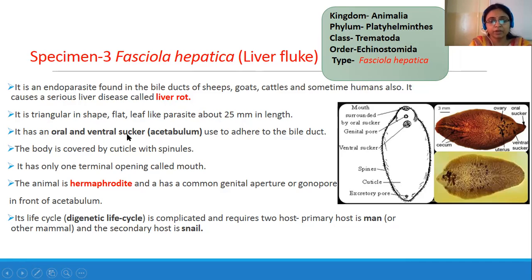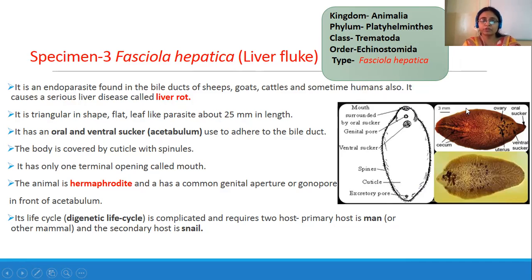When we look into the structure of this Fasciola, it is triangular in shape. It looks like a dorsiventrally flattened leaf-like structure. It's a parasite which lives inside the body of these hosts. The host can be anyone. It is about 25 mm in length. It's so small, 25 mm in length only.